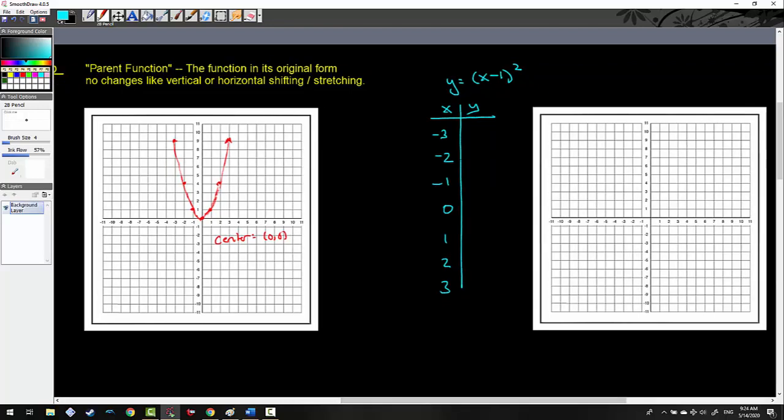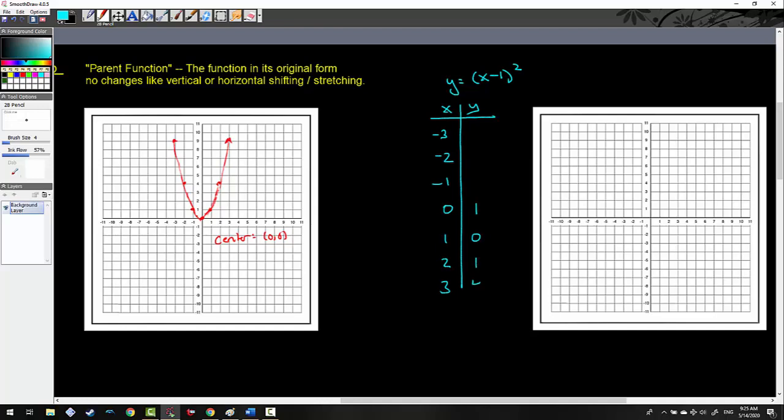I'm going to plug in a 0. I like to start at 0. It's easier for me. Plug in a 0, so 0 minus 1 is negative 1. Squared is going to get me positive 1. And then if I plug in a 1, 1 minus 1 is 0. 0 squared is 0. I'll plug in a 2. 2 minus 1 is 1. 1 squared is 1. Plugging in a 3, 3 minus 1 is 2.